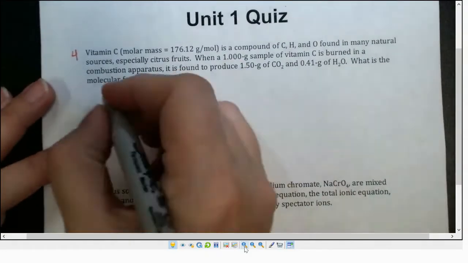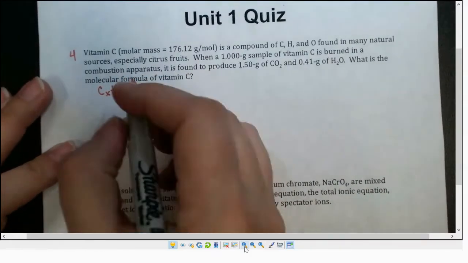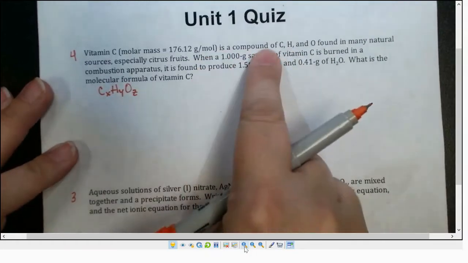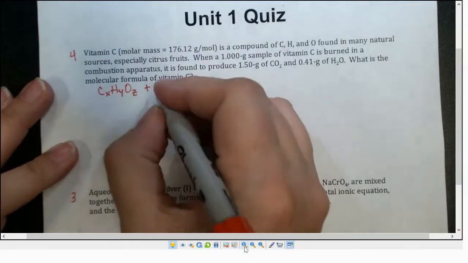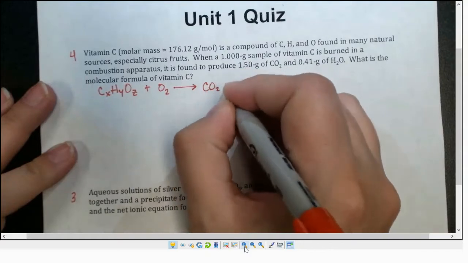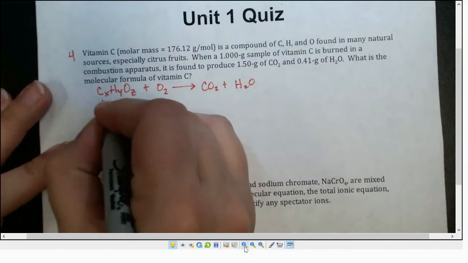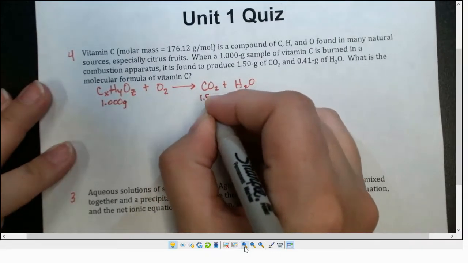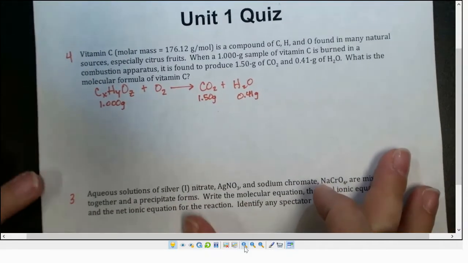In combustion analysis, remember, you have a hydrocarbon, and sometimes it's just carbon and hydrogen, and sometimes it has something else. And I know this one has oxygen in it because it tells me this particular compound is made of C, H, and O. Then that hydrocarbon reacts with oxygen from the air to produce carbon dioxide and water. And the question tells us that we have 1 gram of this vitamin C, and when it burns in air, it produces 1.5 grams of carbon dioxide and 0.41 grams of H2O.